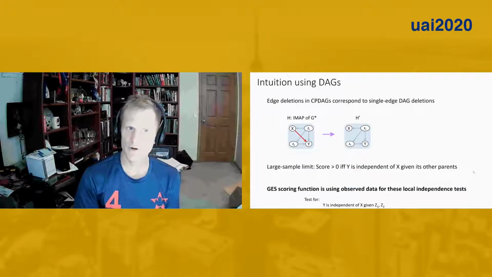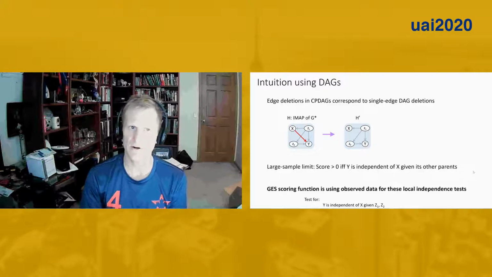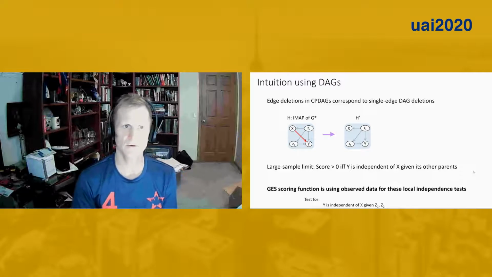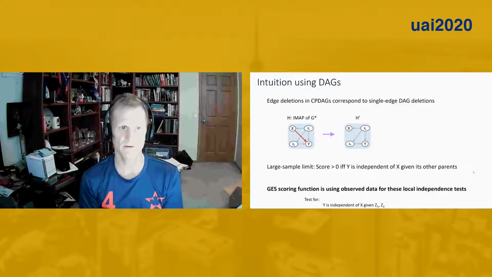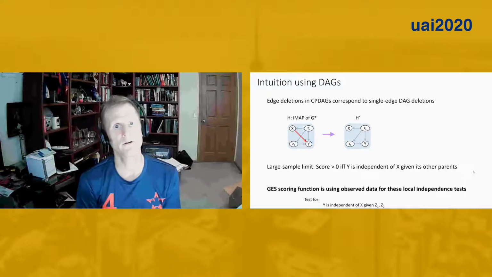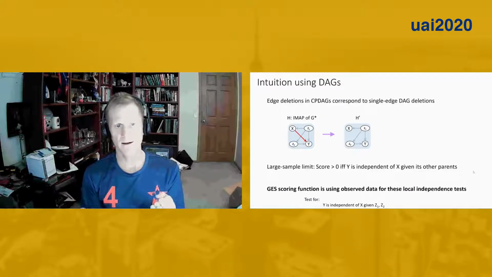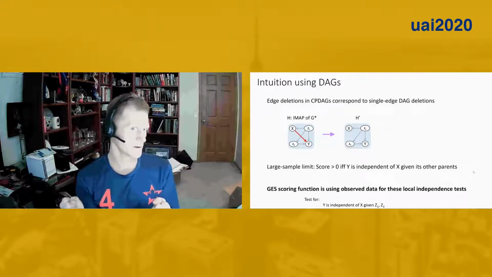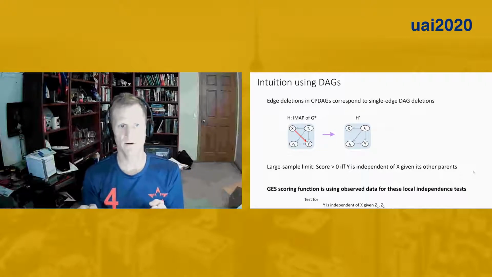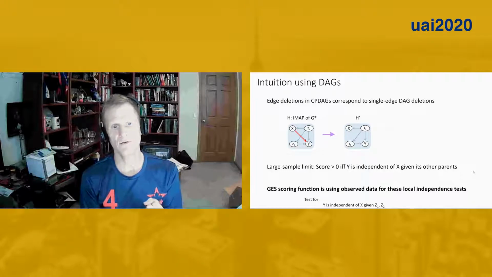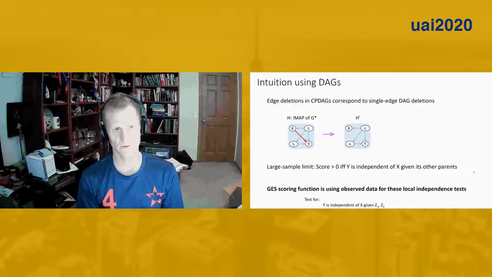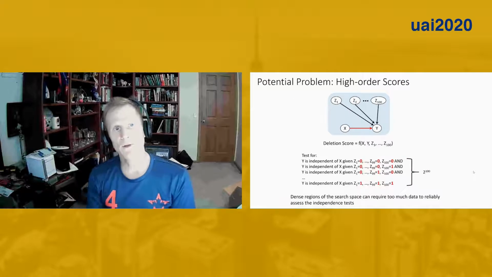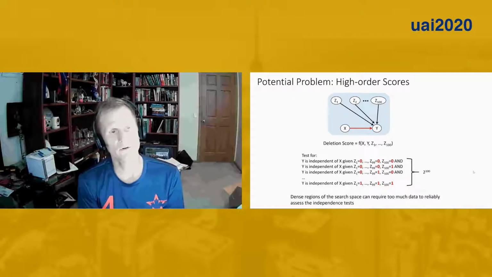The intuition about the contribution here is easier to talk about in terms of DAGs. The edge deletions that we're doing in the backward phase of the search, every operator corresponds to a single edge deletion from one of the DAGs in the equivalence class. And what's going on in the large sample limit is that if I have an edge from X to Y in a DAG, the score of deleting that edge is going to be greater than 0 if and only if Y is independent of X given all of its other parents. So GES is using the finite observed data to effectively ask these independence questions of the distribution. And if it finds an independence, it's going to have a good score, and we're going to delete the edge. So the potential problem comes when we need to do high order independence tests.